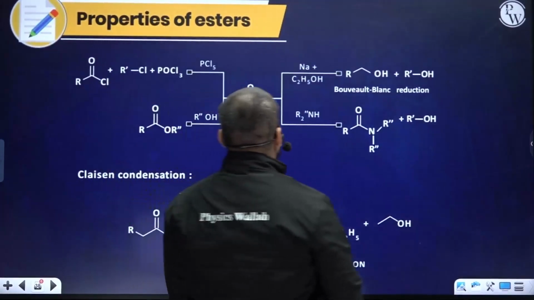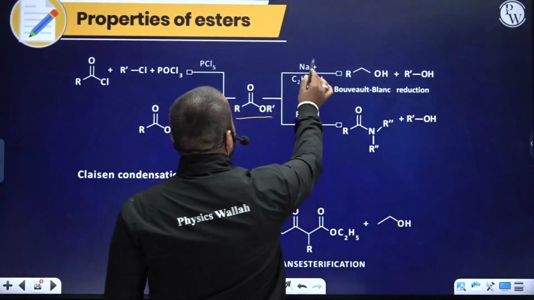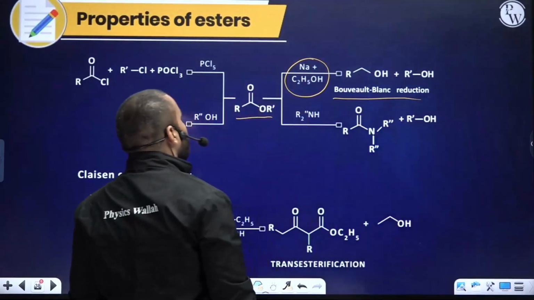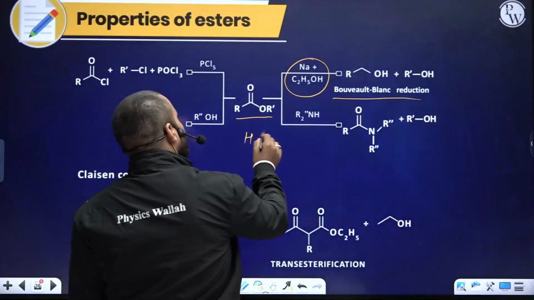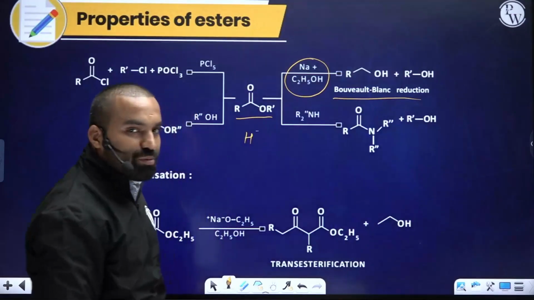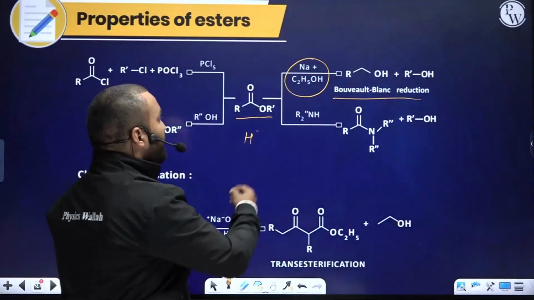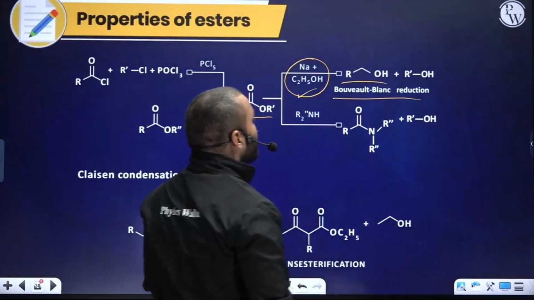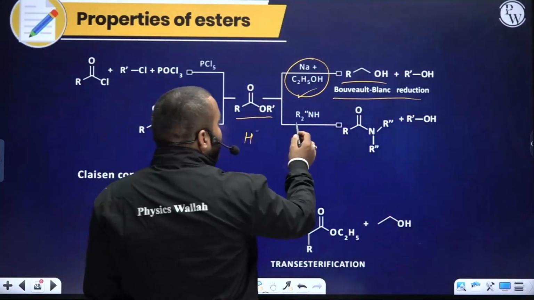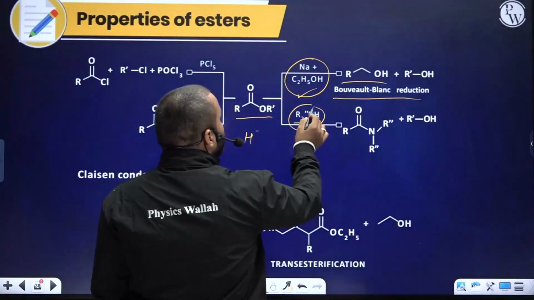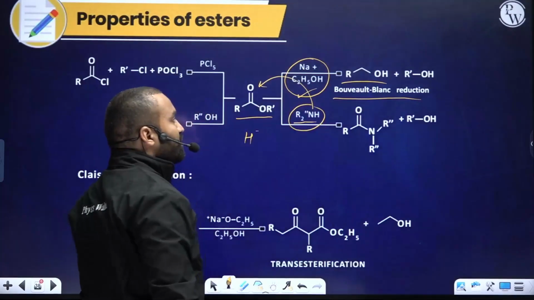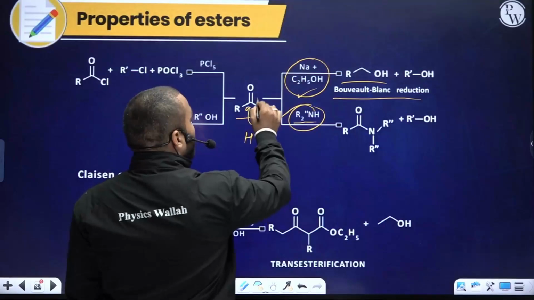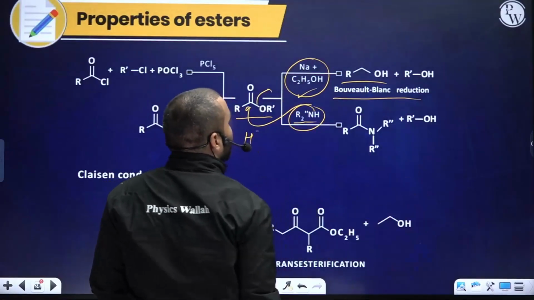When you react an ester with sodium and C2H5OH, remember, the BB reaction we discussed, this is going to reduce it. And we have seen already lithium aluminum hydride and sodium borohydride also reduce it to an alcohol. So the same treatment is also going to be seen by the BB reaction. Now bringing in R2NH, what is it going to do? It will start to attack on the carbonyl carbon. RO leaves.